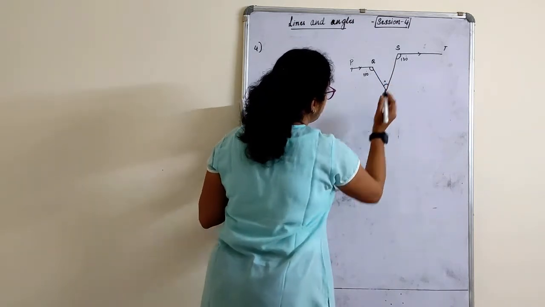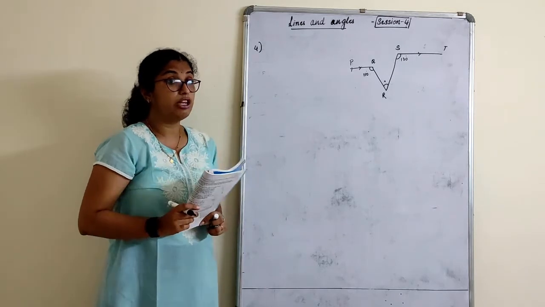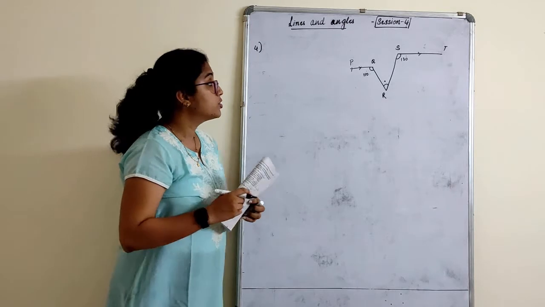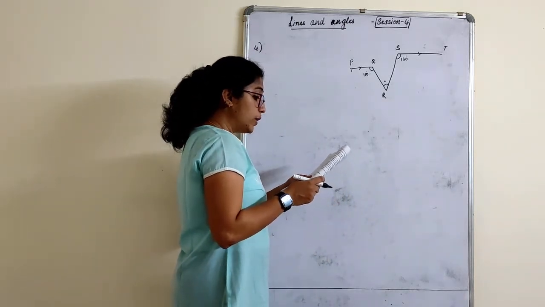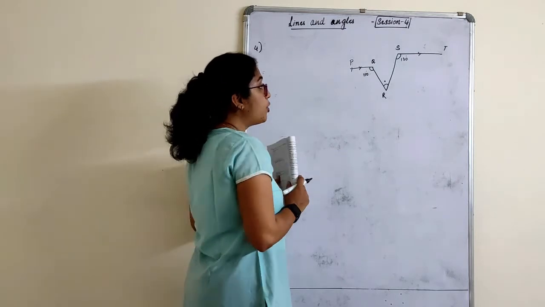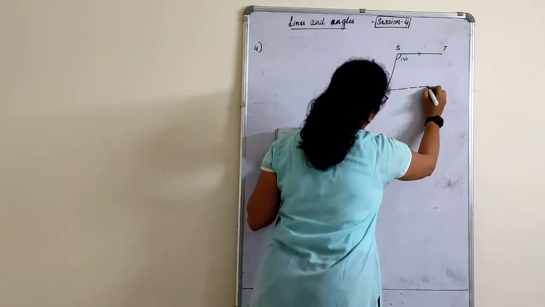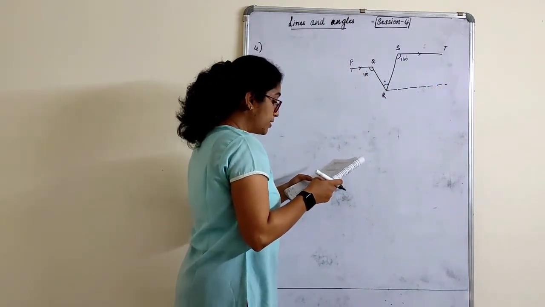This angle we have to find. Can you see some hint is given here? Yes. This hint will not be given in the exam. You should know what you have to do here. According to the hint, what they have given is to draw a line parallel to ST passing through point R. Anything they have asked us to draw, that will always be shown in a dotted line.